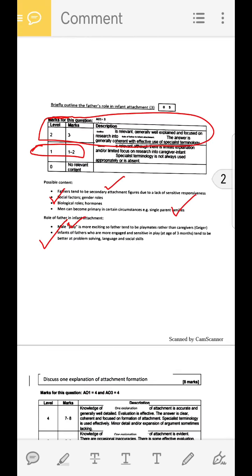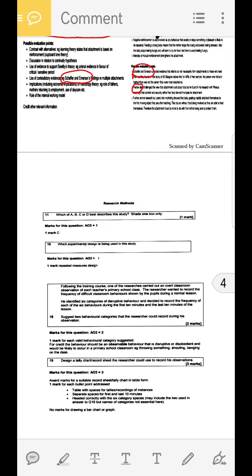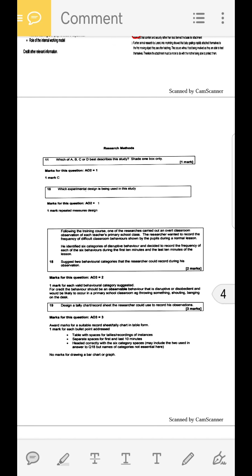So we're now going to turn our attention over to research methods. So, research methods.